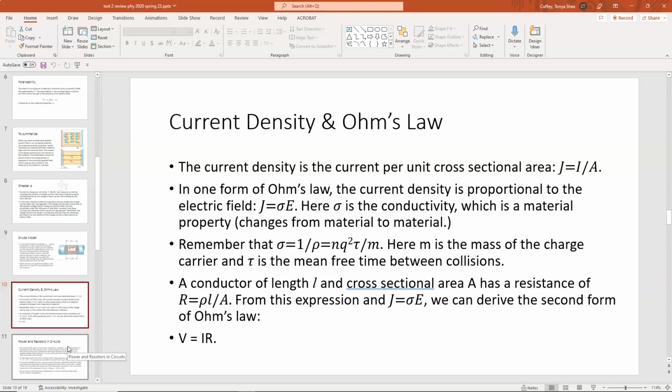And then from this expression, and J is equal to sigma E, we can derive the second form of Ohm's law, which is V is equal to IR. This is the one that you're probably familiar with from an intro physics class. Here, V, the voltage, is equal to the current times the resistance of your resistor or circuit element.